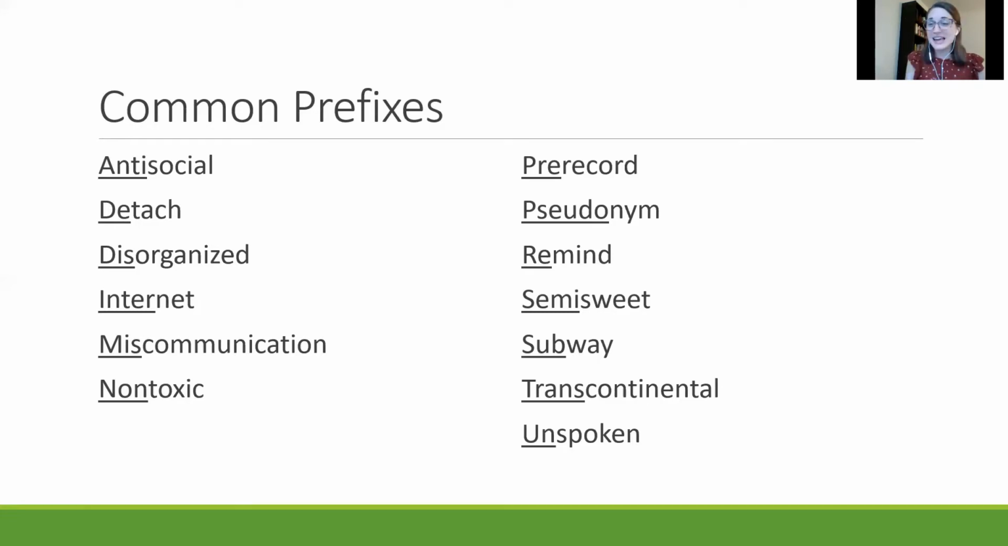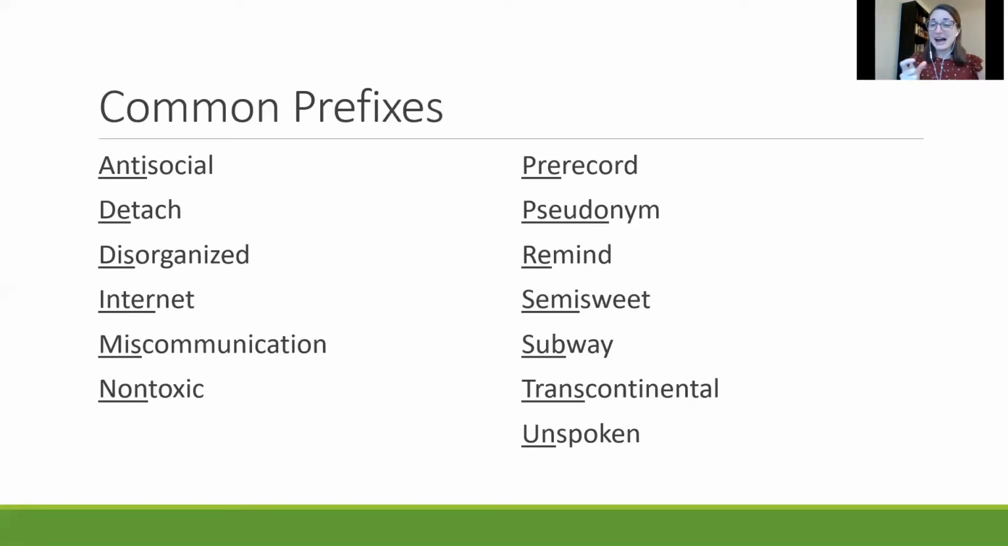So if you see detach, DE at the beginning there, well, we know detach is the opposite of attach. And so detach is kind of doing the opposite action, right? In the same way that if we have a humidifier in a room and then we put a dehumidifier in, it's going to do the opposite of what the humidifier did.